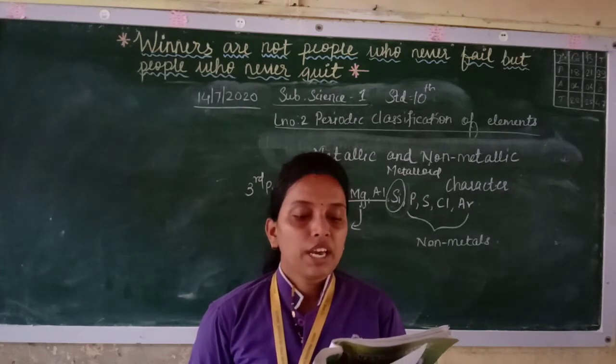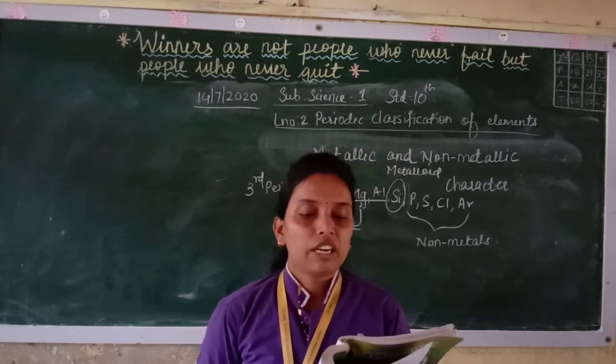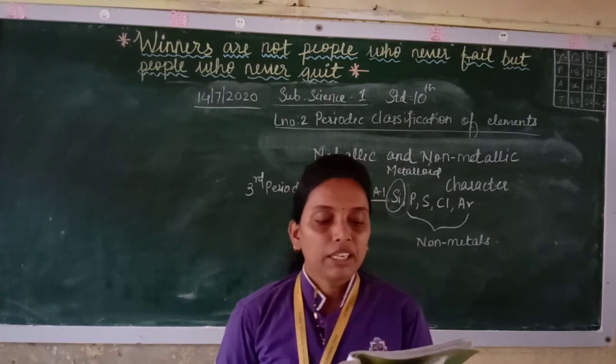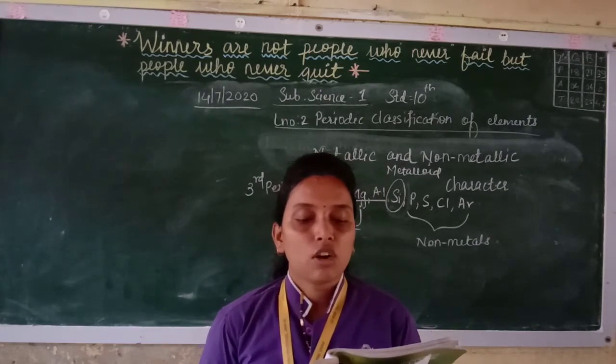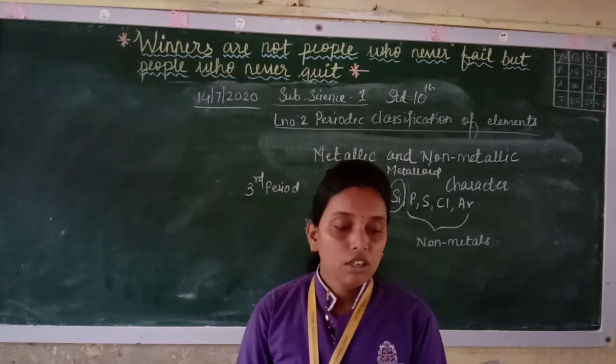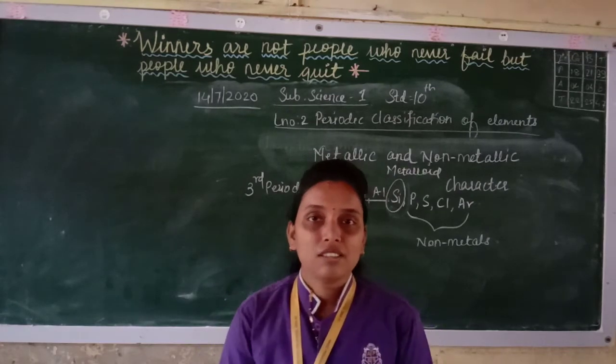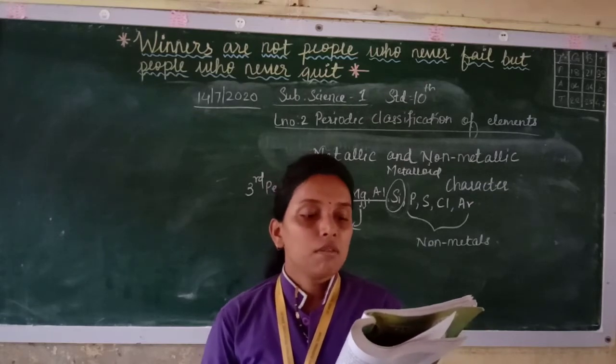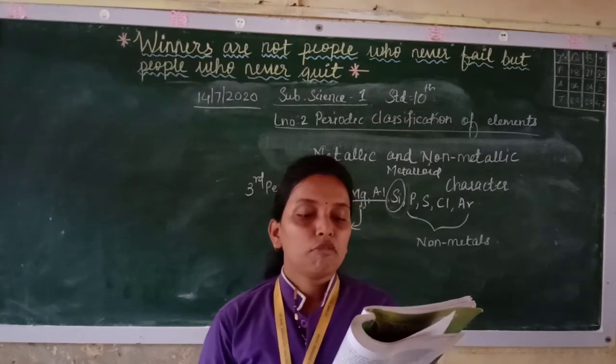Elements appear to be arranged in such a way that metals are on the left side of this line, non-metals on the right side, and metalloids are along the border of this line. So metalloids are along the border. Metalloids have both properties of metals as well as non-metals. Now let us compare the characteristic chemical properties of metals and non-metals.